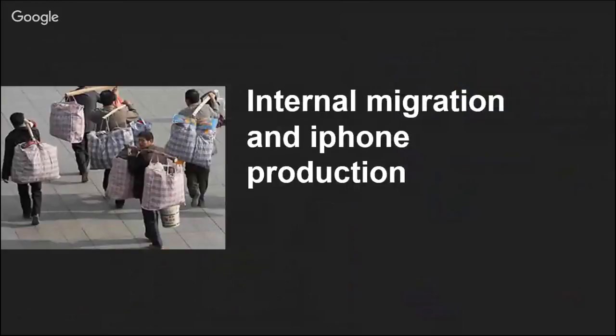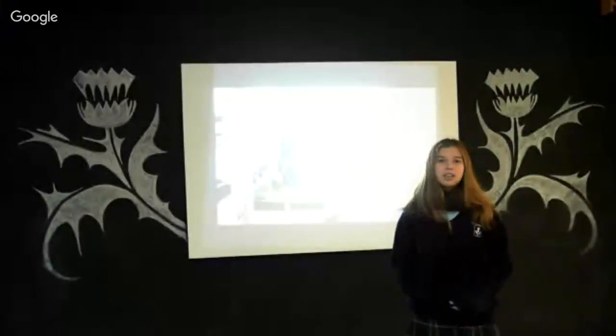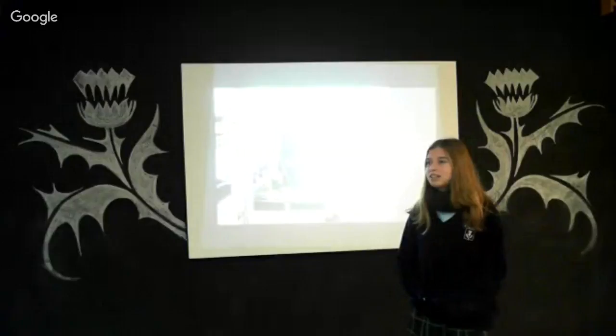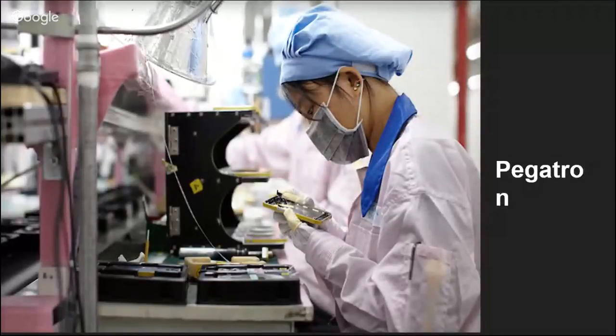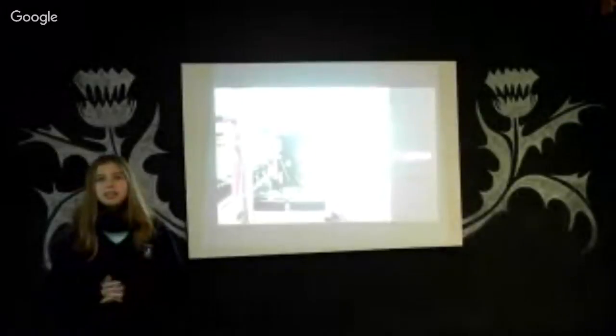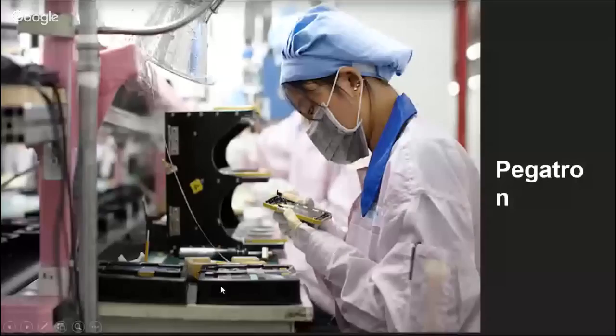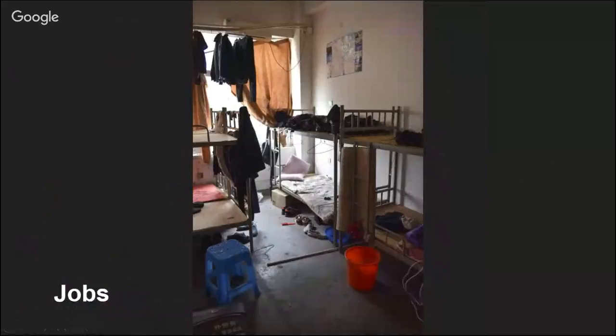I'm going to talk about the internal migration and iPhone production, what they have in common. Pegatron is a company that makes technology, and they have approximately 90,000 employees in China. This is a company that makes the iPhone. The employees have very bad conditions. They have to work lots of hours, they have poor conditions, and they are not paid very much. These are where they live and stay while they are working at Pegatron.